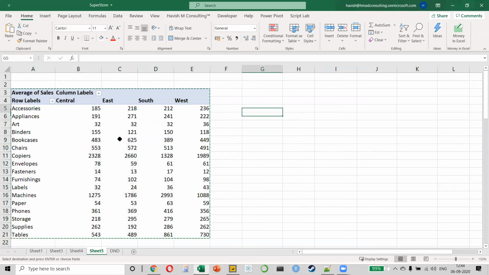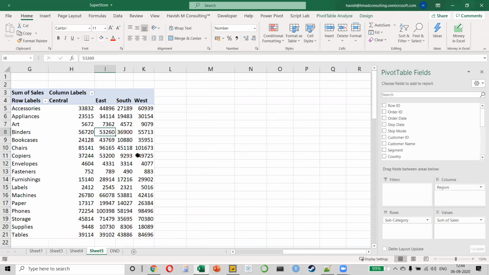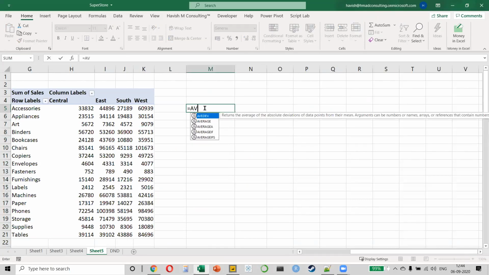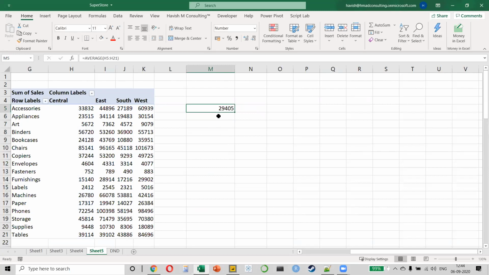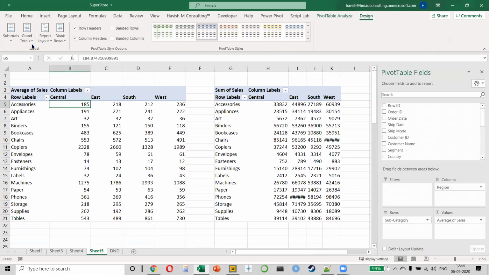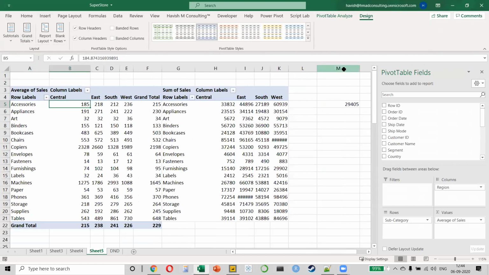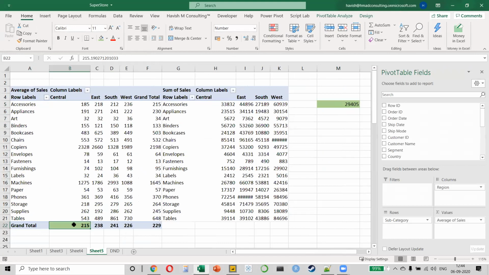But here's the important bit. If I copy this once again, and this time I'll do something different. I will say, let me look at the sum only, but let me find out the average of the total of each of these subcategories. What is it giving me? 29,405. So I would like somebody to explain to me that if I'm looking at this 215 and this 29405, what do both of these numbers mean? What is 29405? What is 215?